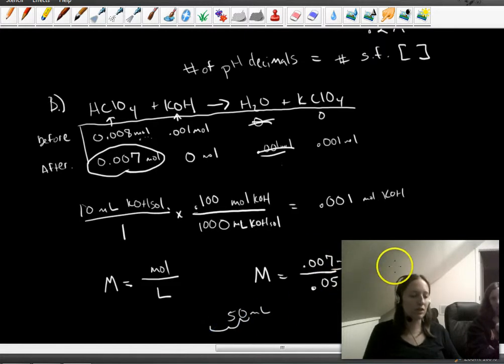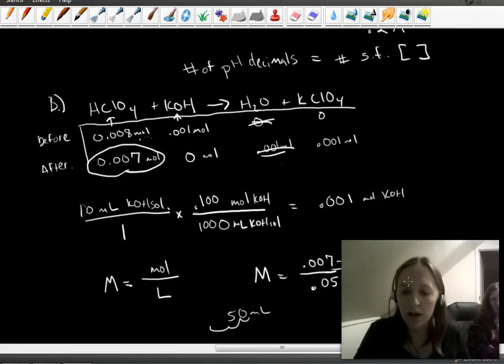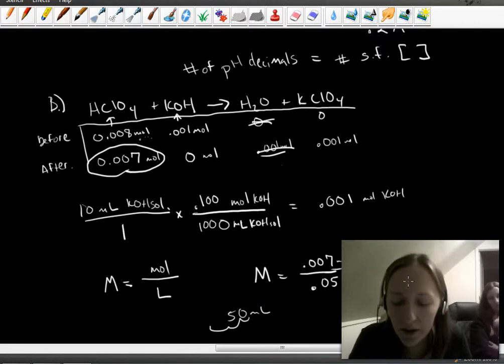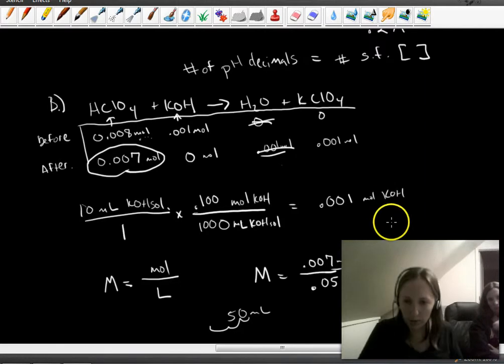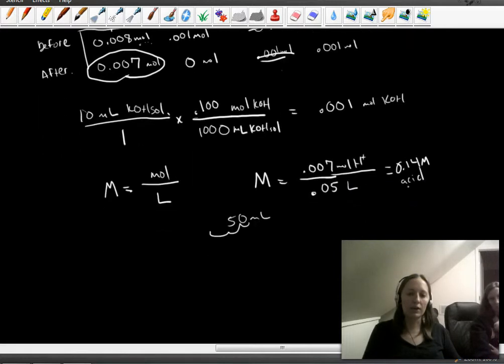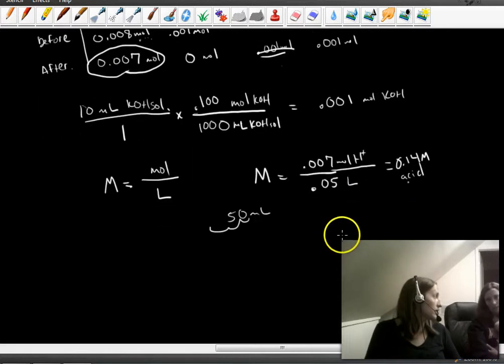So that's 0.007 divided by 0.05. And that gives you a concentration of 0.14 molar acid. And we're not quite done yet because it wants to know the pH. How do you calculate the pH?